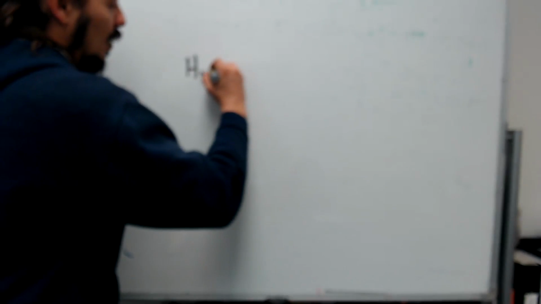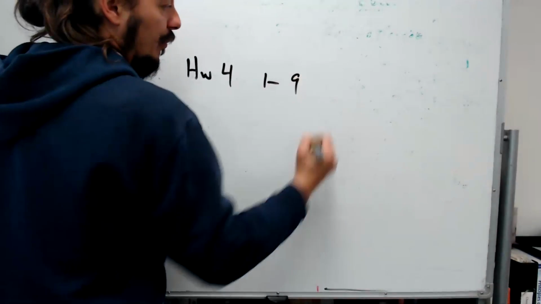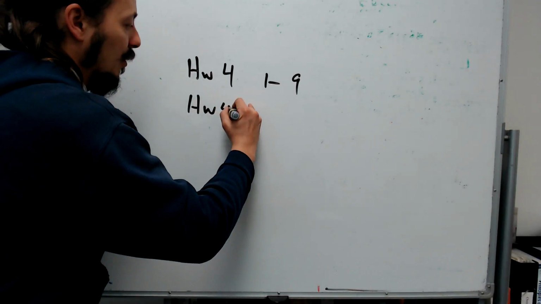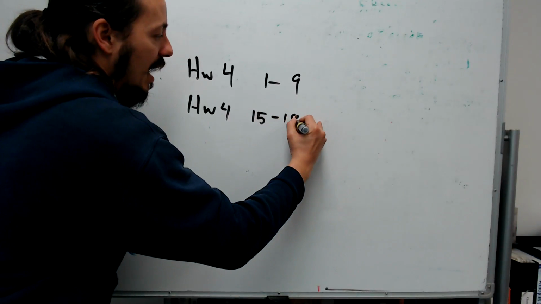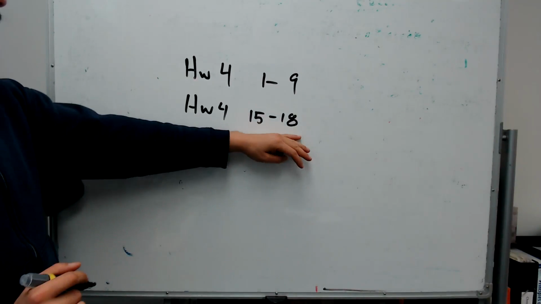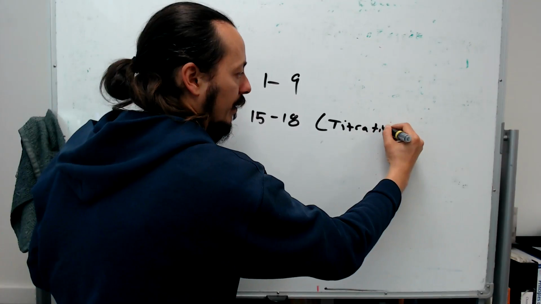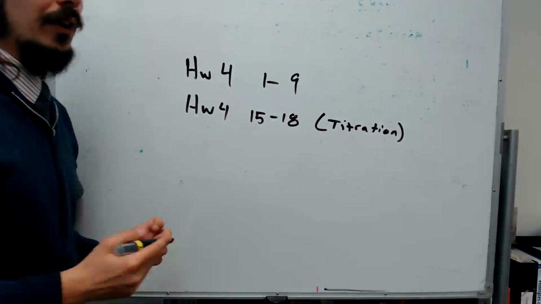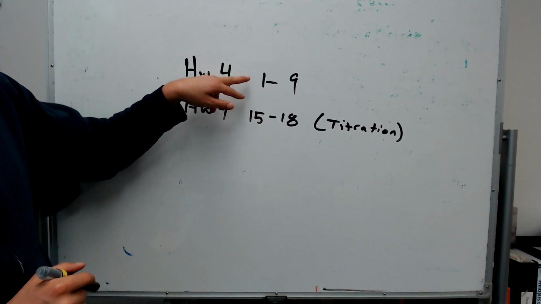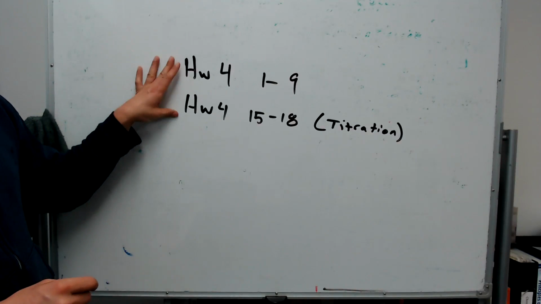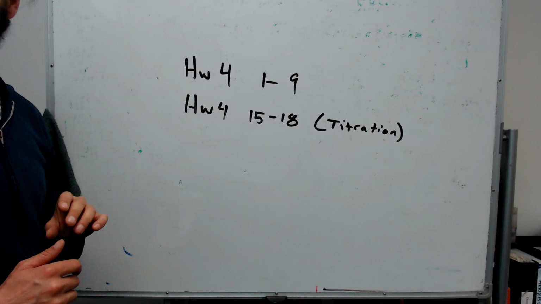But it's homework 4, 1 through 9, which all should be pretty easy to do. And homework 4, 15 through 18. These are all titration problems. In between these two are some buffer problems that we might get to today. These will for sure be fair game.